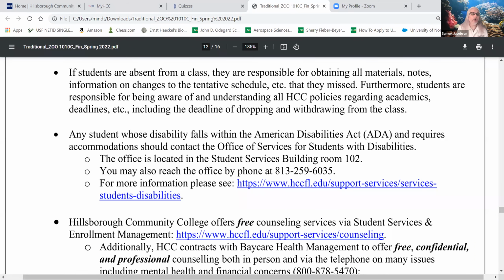Disabilities: I've given you all the contact information here for the disabilities office. Lovely people. Go and talk to them. I cannot help you unless you talk to them first. You can't send me an email saying, I need 3 hours for a test. You have to talk to them first. Then they will send out paperwork.